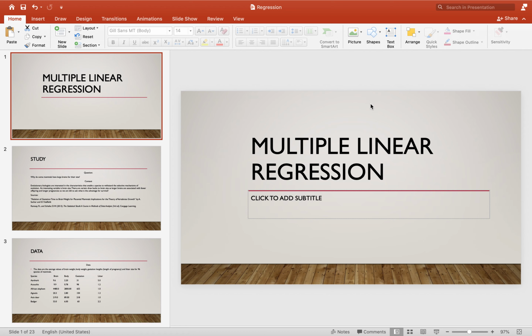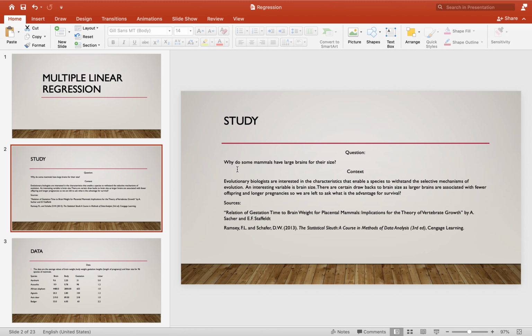We're going to be talking about multiple linear regression, which is an extension of simple linear regression and a topic you have seen earlier. Okay, so let's get started with a particular study. And the question being asked is, why do some mammals have large brains for their size?